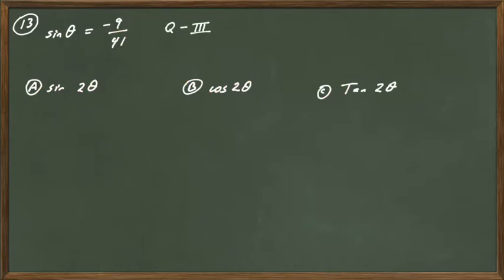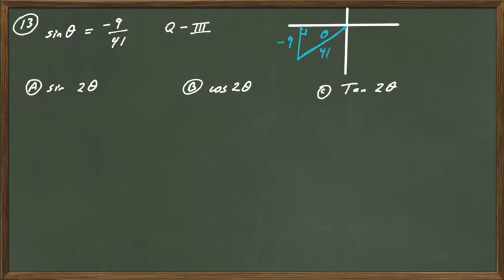Okay, I was asked number 13. This one is in quadrant 3. So I may emphasize quadrant 3. I'll make my angle in quadrant 3. There's the right angle, there's theta. It says the sine is negative 9 over 41. Sine is opposite over hypotenuse.